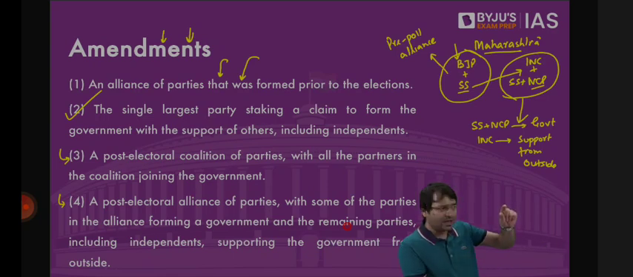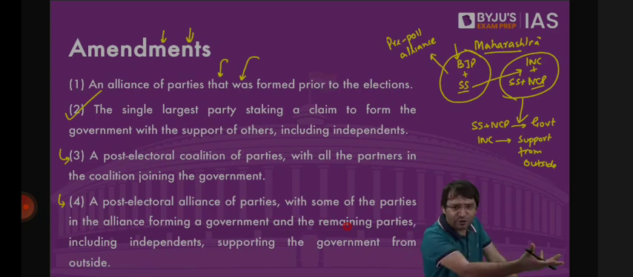If such an individual does not exist, then pre-poll alliance. If they don't want to continue, then the leader of the single largest party. If he can't stake claim to form the government, if he does not have the majority, then post-poll alliance. If they also don't want to come together, then post-poll alliance, with some members deciding to join the government and some deciding to support the government from outside.